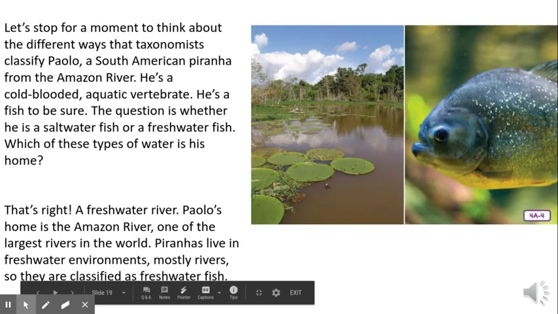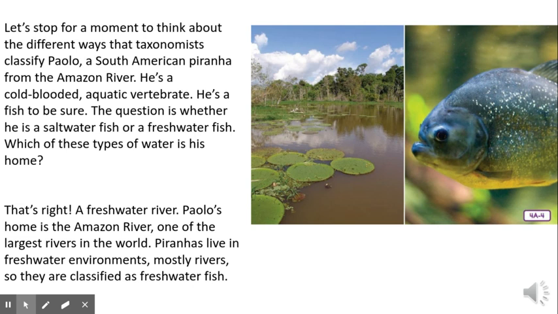Let's stop for a moment to think about the different ways that taxonomists classify Polo, a South American piranha, from the Amazon River. He's a cold-blooded aquatic vertebrate. He is a fish to be sure. The question is whether he is a saltwater fish or a freshwater fish. Which of these types of water is his home? That's right, a freshwater river. Polo's home is the Amazon River, one of the largest rivers in the world. Piranhas live in freshwater environments, mostly rivers, so they are classified as freshwater fish.